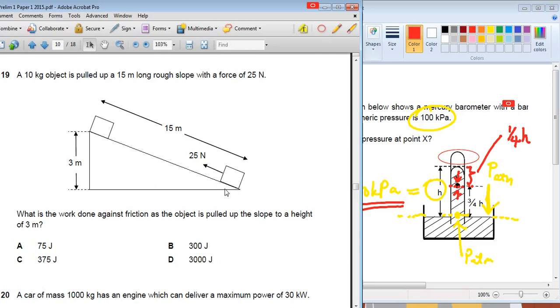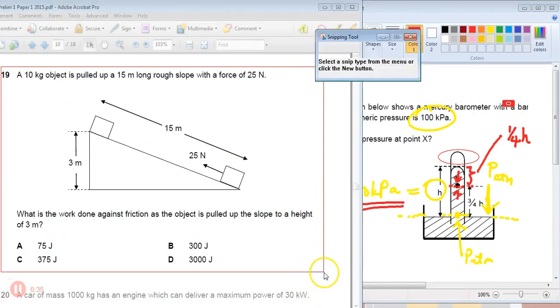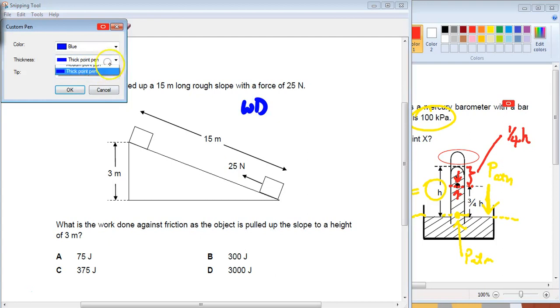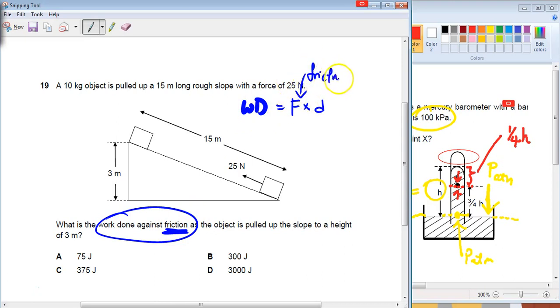This one is also a basic question, right? You are asked to find the work done. It is quite straightforward, because your work done is given by force multiplied by the distance. You want to find the work done against friction, meaning that this force here must be friction. So work done against friction, your force must be friction.